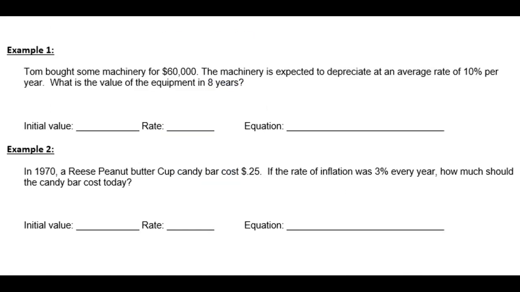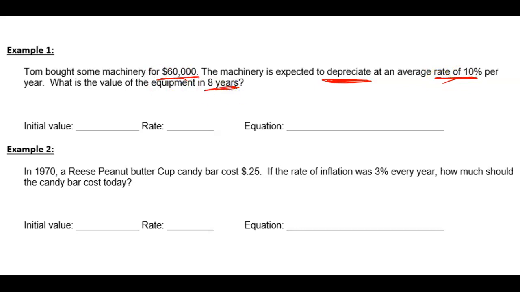Now, we need to reference what we just looked at as we're doing this. Let's read this. Tom bought some machinery for how much money? $60,000. The machinery is expected to what? Depreciate. Everybody underline depreciate. Do you think that makes it worth more or less? Less, like the US dollar depreciating. At an average rate of 10% per year. Okay? So we have a rate, underline the rate, underline the original money. What is the value of the equipment in 8 years?